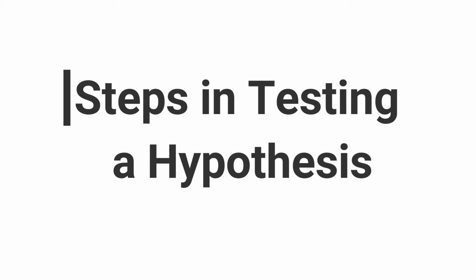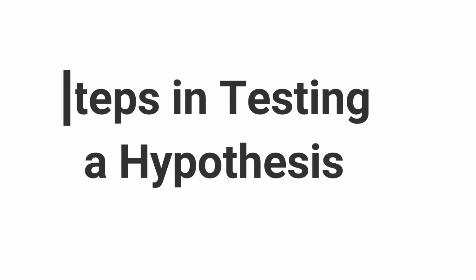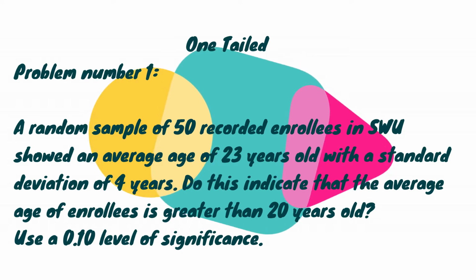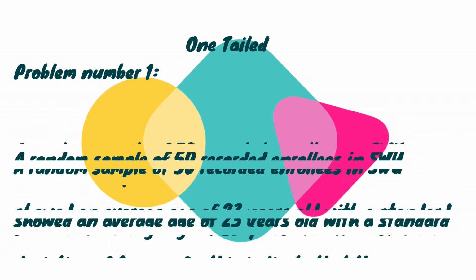Steps in testing a hypothesis. Problem number 1. A random sample of 50 recorded enrollees in Southwestern University showed an average age of 23 years old, with a standard deviation of 4 years. Does this indicate that the average age of enrollees is greater than 20 years old? Use a 0.10 level of significance.